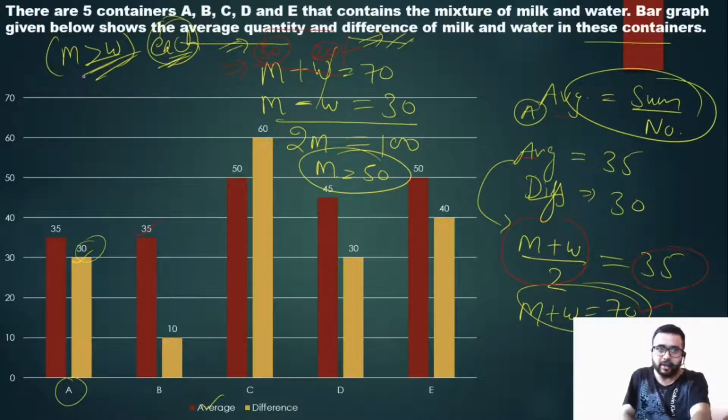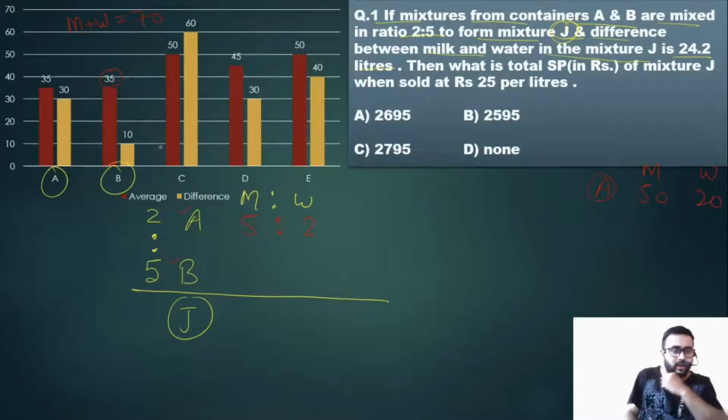Now second, I have already told you milk is always greater than water in each container. Now see here, this difference is 10. So milk minus water will give you 10. Now just add this. So for B, just add and it becomes 80. So twice of milk equals 80. So you get milk equals 40. If milk is 40, then how much will water be? Water will be 30, because the sum is 70. So what will the ratio be? The ratio will be 4:3.